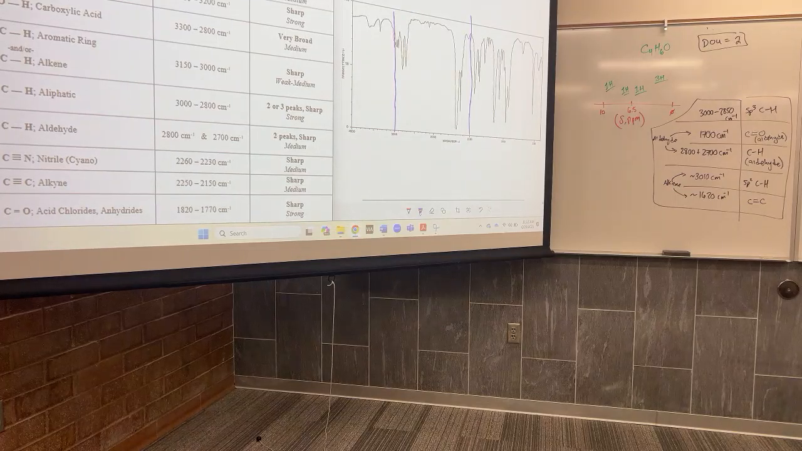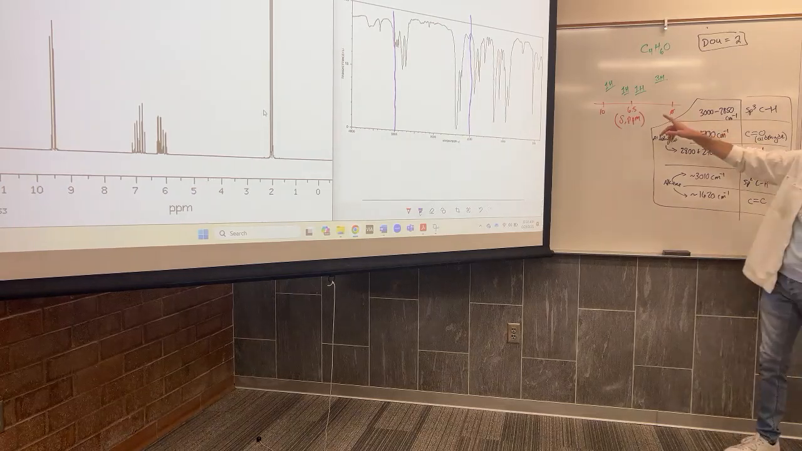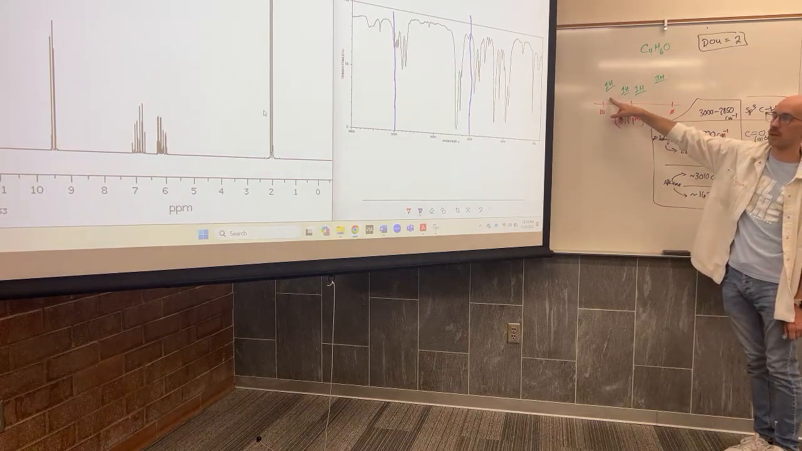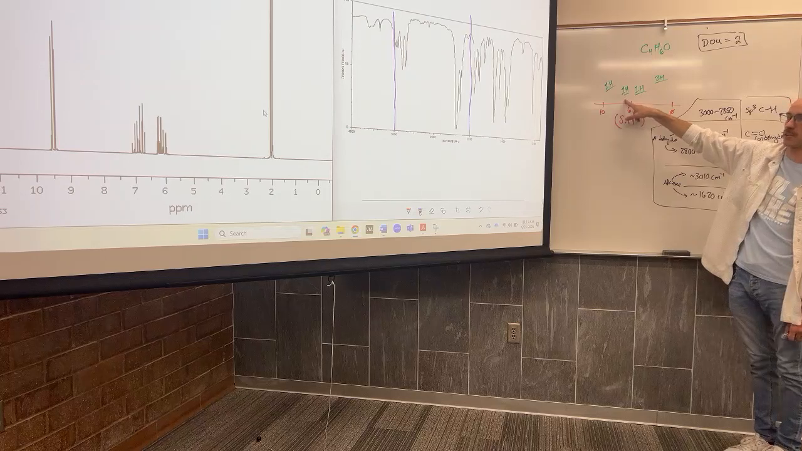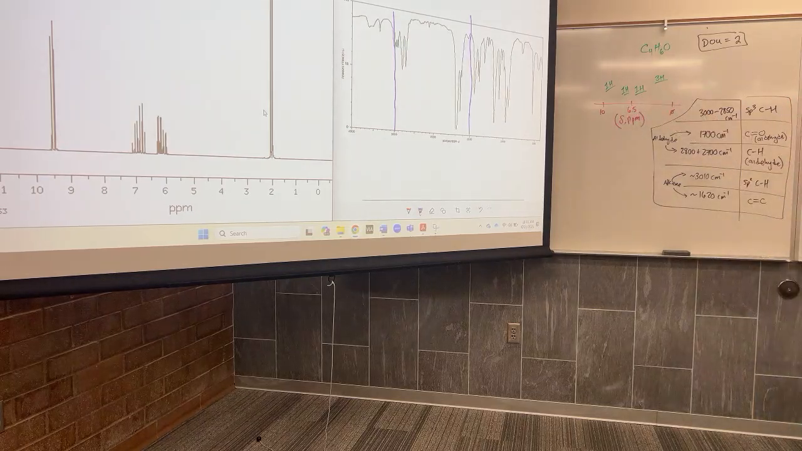What do you guys think about analyzing the IR? Do you think we've got everything? 5 signals, not bad. 2 functional groups, pretty good. We've got an aldehyde and an alkene in here. So coming back to the NMR, we've got a signal close to 10, integrates to 1, signal around 7, integrates to 1, signal around 6, integrates to 1, signal around 2, integrates to 3H.